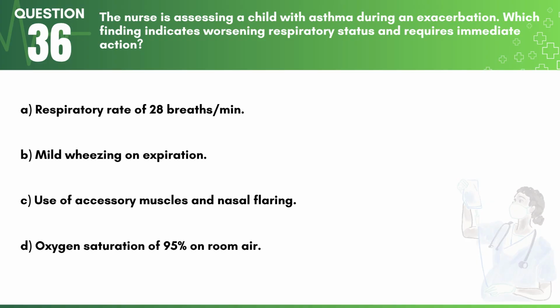Question 36. The nurse is assessing a child with asthma during an exacerbation. Which finding indicates worsening respiratory status and requires immediate action? A. Respiratory rate of 28 breaths/min. B. Mild wheezing on expiration. C. Use of accessory muscles and nasal flaring. D. Oxygen saturation of 95% on room air.